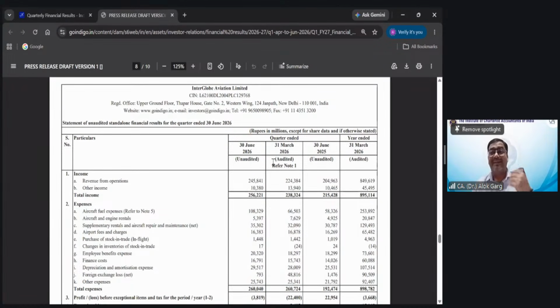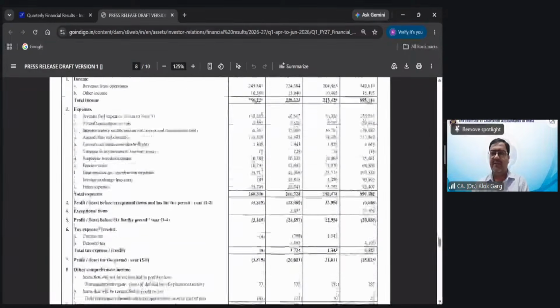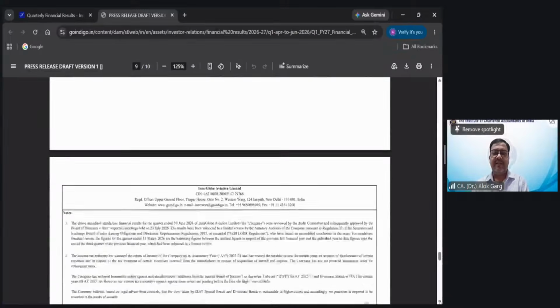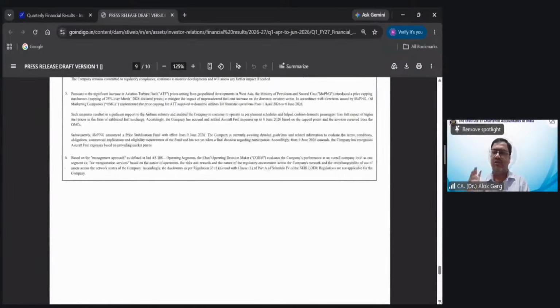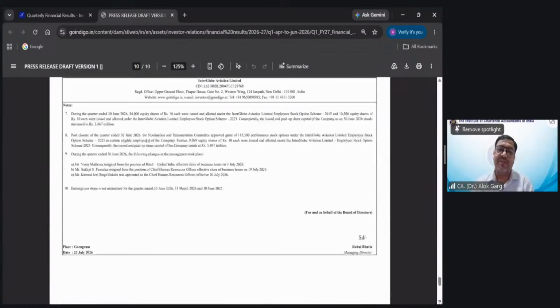We will talk about the period later on. I'm just showing you the results. So these 3 pages: one is your P&L format, the second is your notes to results. Few notes to results. Whether these 3 pages constitute financial results or financial statements, that was my question.